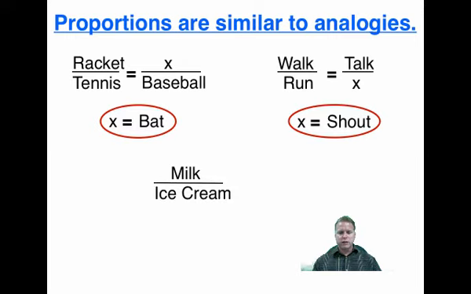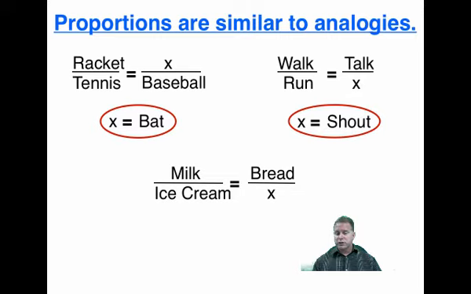Milk is to ice cream as bread is to X. I like this one because a lot of people mess up on this one. So I want you to think, what is the relationship of milk to ice cream, and then bread is to what?